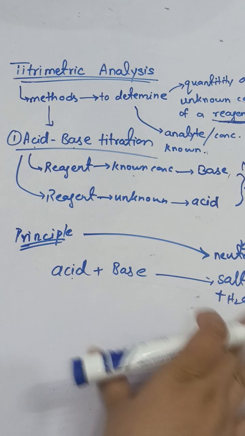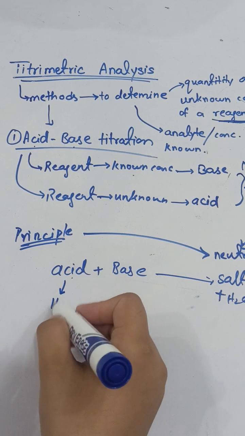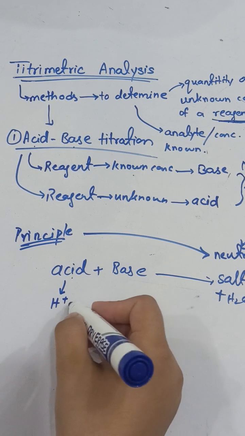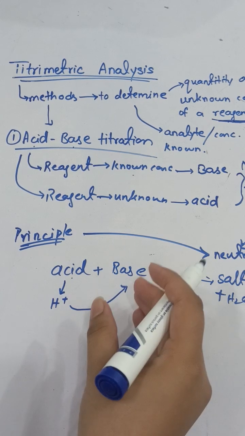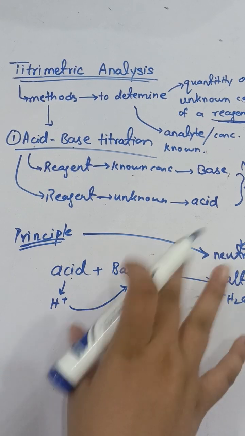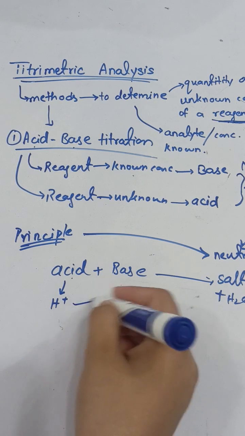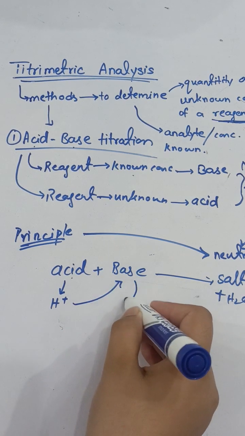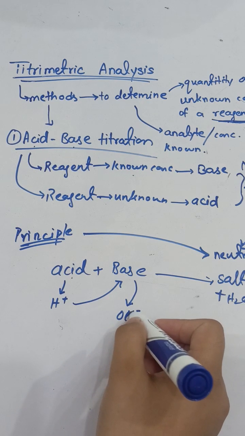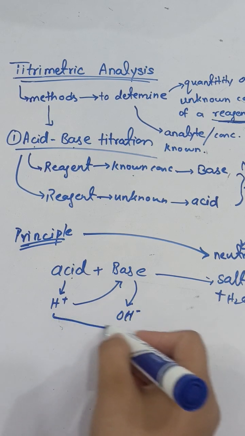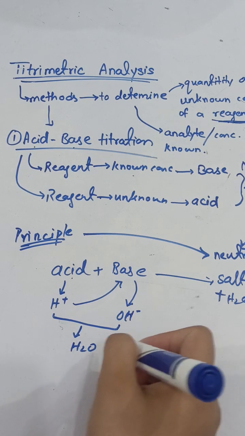How do the salt and water form? Because your acid is going to donate the hydrogen ion, and this hydrogen ion will be accepted by the base. So the base will accept this hydrogen ion, and it also donates OH negative ion. So this hydrogen and this OH will combine to form water here.